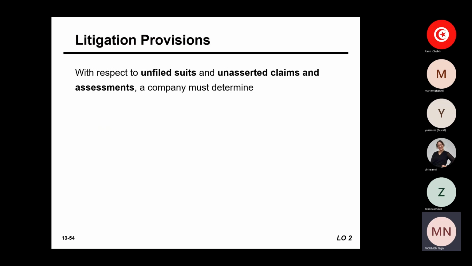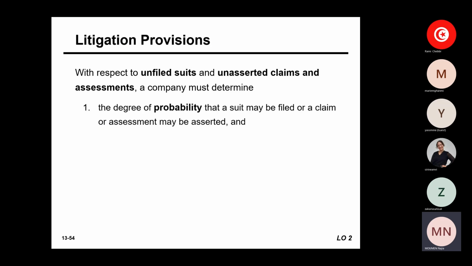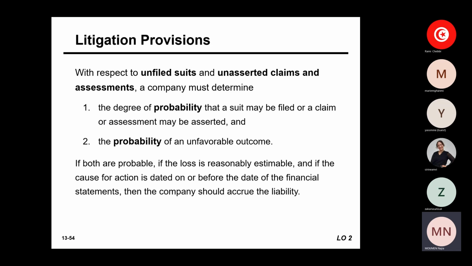But in a situation where you have still unfiled suits or unasserted claims and assessments, here you should determine what? The degree of probability that the suit may be filed or claim or assessment may be asserted, and also the probability of unfavorable outcome. So if they are both probable, and if the loss is reasonably estimated, so still here we have this possibility to make this best estimate possible. If the cause of action is dated on or before the date of the financial statement, then the company should accrue the liability. So what is said here, please?